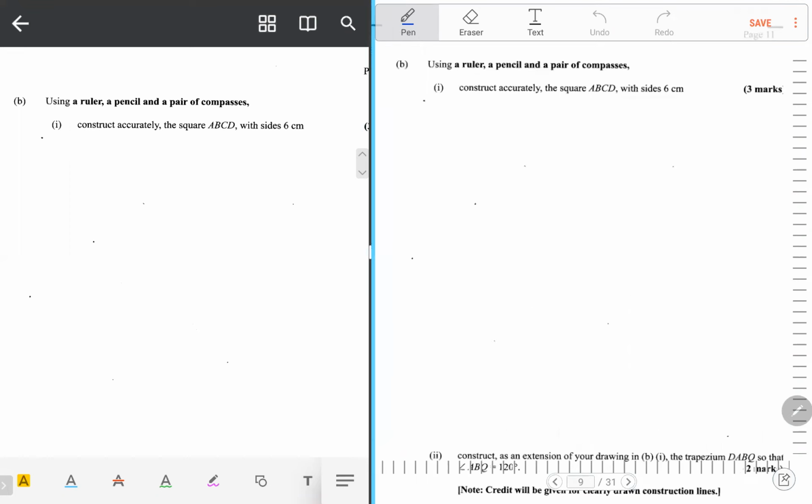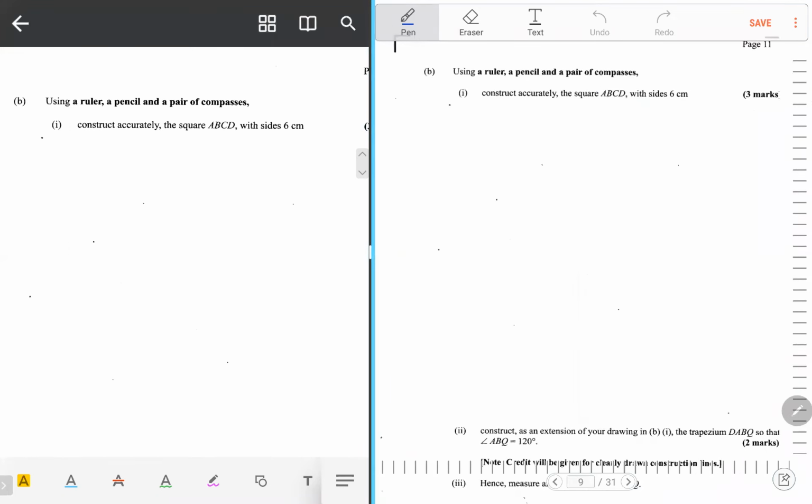So what I'd usually tell students is make a sketch of what you're going to construct first. But a square, you don't have to sketch a square, because we know what a square is, right? So first thing you're going to do is use a ruler and draw a 6 centimeters line.